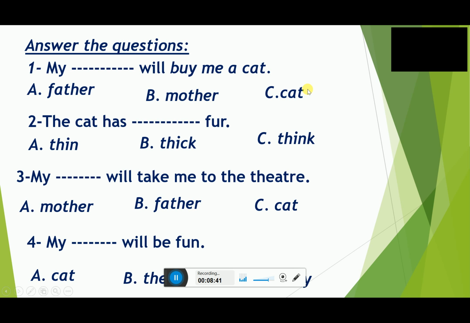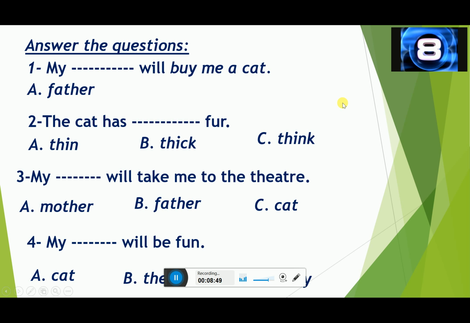Now we're going to take off two wrong answers. So the correct answer is father. My father will buy me a cat. Great job! Let's move on to the second question.